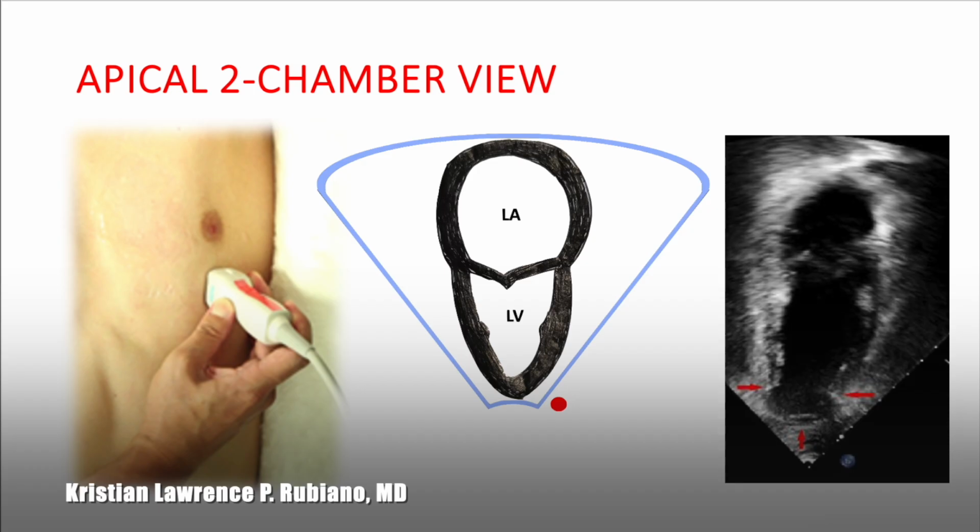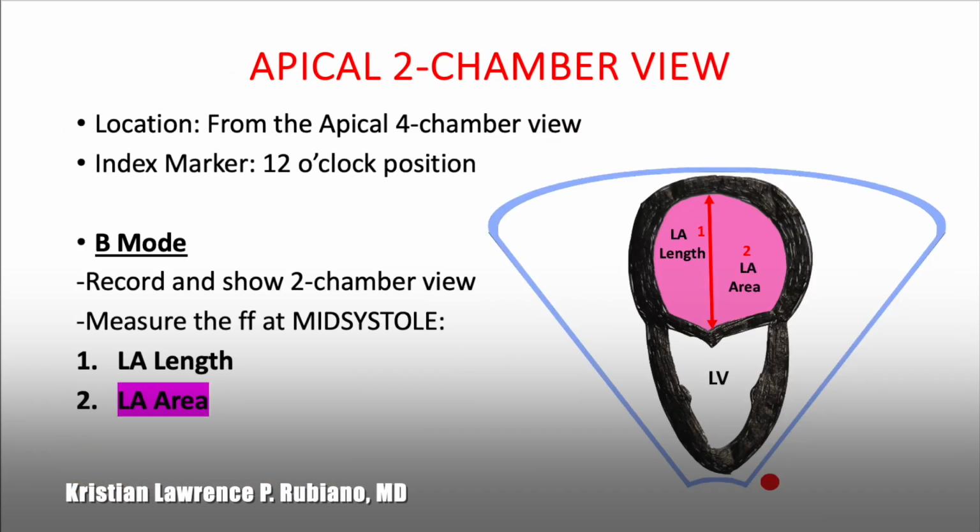To do the 2-chamber view, coming from the apical 4-chamber view, with index marker at the 3 o'clock position, gradually rotate the index marker to approximately the 12 o'clock position. In this view, we can measure the LA sizes and area.